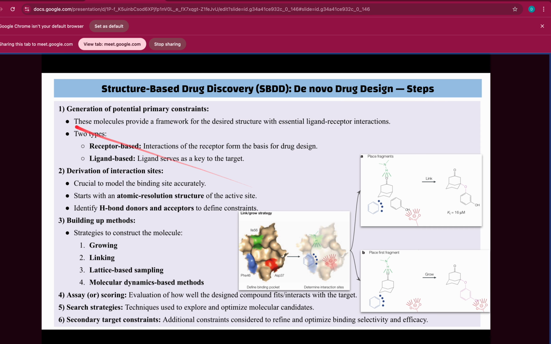Then there are different steps. So the first step is generation of potential primary constraints. These molecules provide a framework for the desired structure with essential ligand-receptor interactions. So whatever I have explained, these things are listed in points.